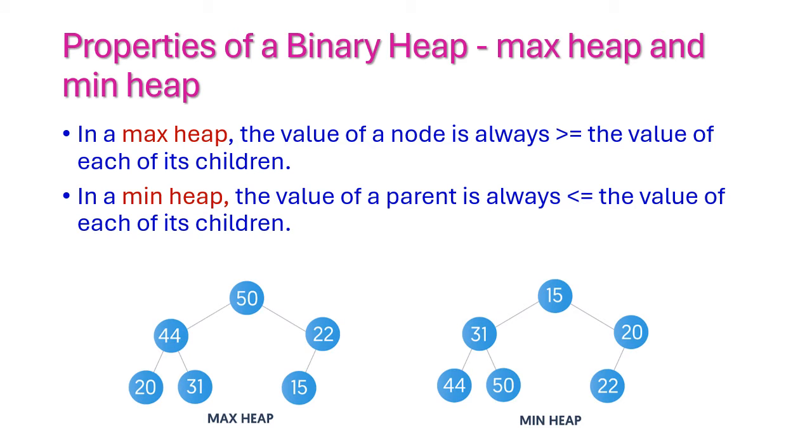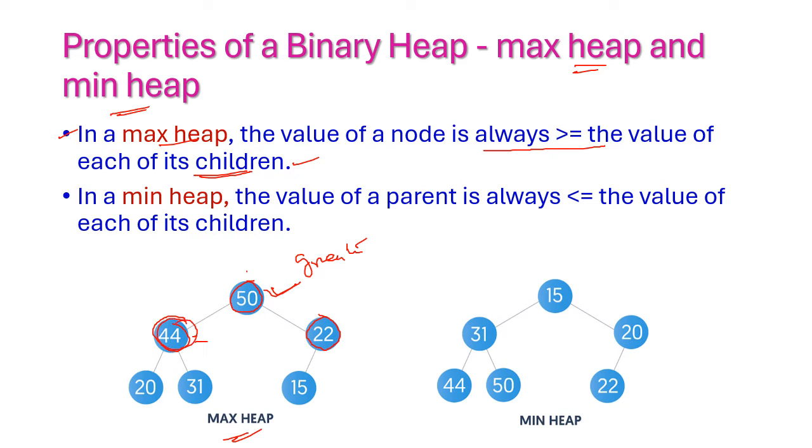The second property is max heap or min heap. So we have two types of heap. First one is max heap. Max heap means the value of node is always greater than or equal to the value of each of its children. Okay. So for example, this is max heap. Here the parent node value should be greater than the child node. So these two are children of this particular node, right? So when compared to these two values, the parent value should be greater.